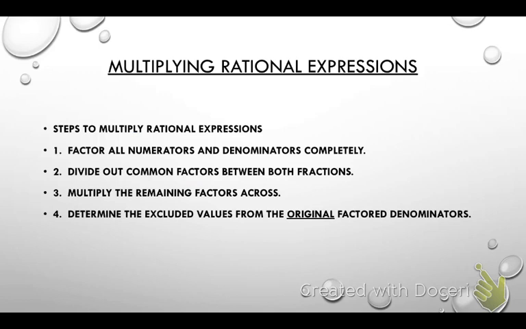Now, when we multiply, again, it's very similar to what we do when we simplify. The only thing different here is we're going to have more than one rational expression. You're still going to factor out numerators and denominators completely. You're still going to look at the denominator of all the factored parts on the bottom side, and then divide out common factors between both fractions. Basically, then it's just like you're going to simplify.